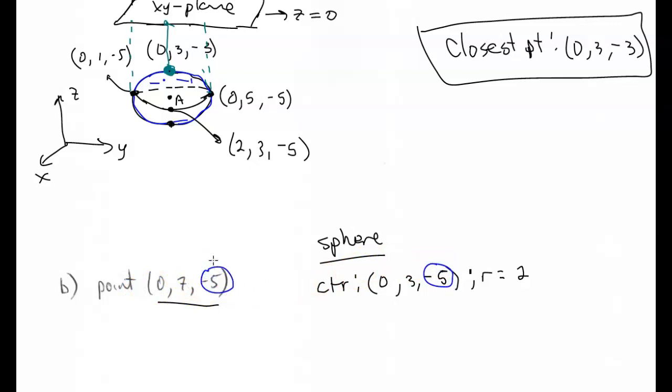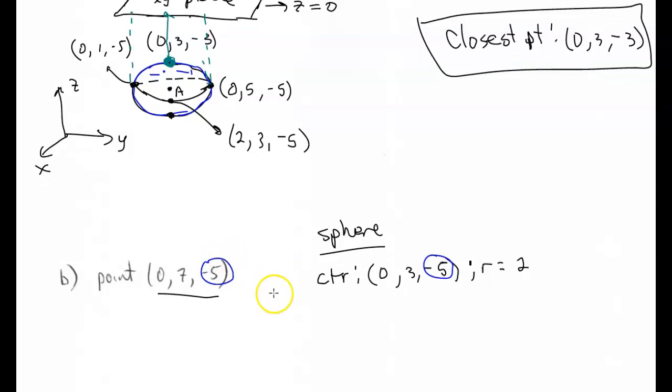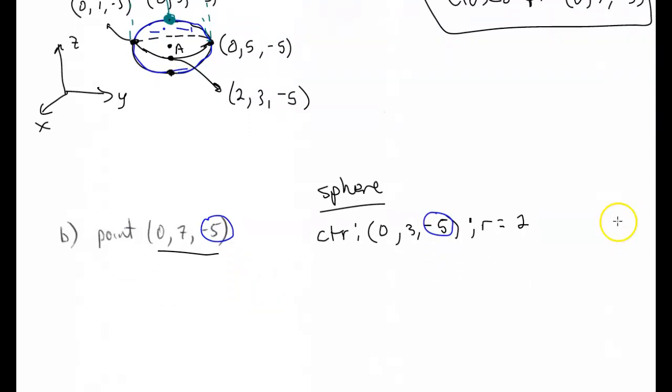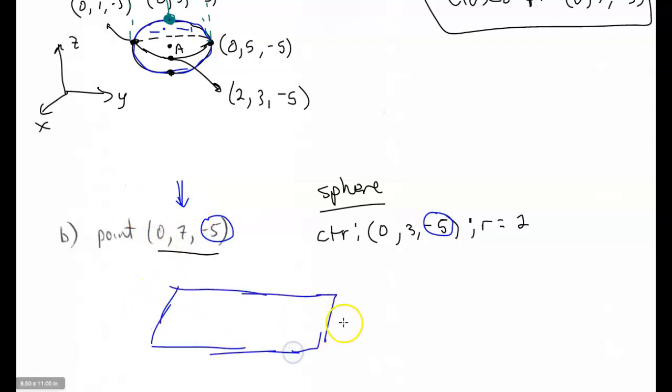z coordinate, okay? So if I'm looking at this sphere here, I know that both points that I'm considering here, the center and this particular point that I need to get closest to, are going to be on the same plane. Okay. And matter of fact, it's going to be on the plane z equals -5. I know that.